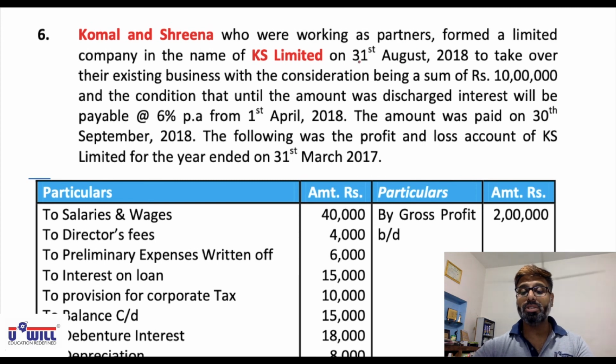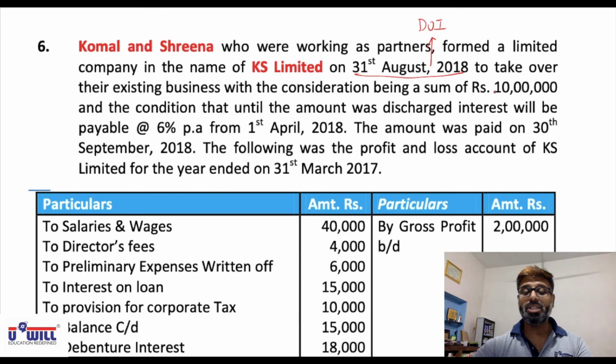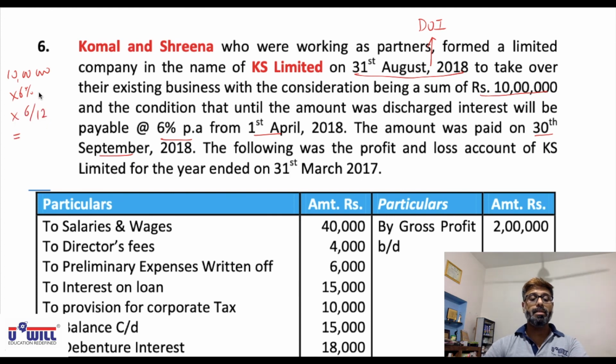31st August 2018 is the date of incorporation. 10 lakhs is the purchase consideration, again 6% interest, and from April to 30th September, so exactly same like previous question, 10 lakhs into 6%, and April to September 30th means 6 months. 6 divided by 12. 30,000 would be the interest amount.